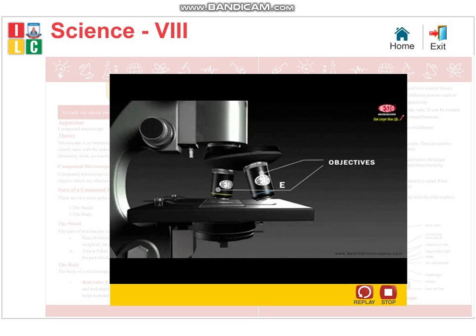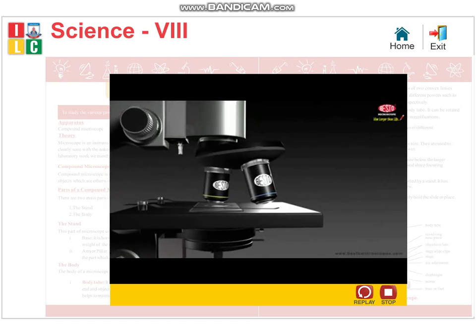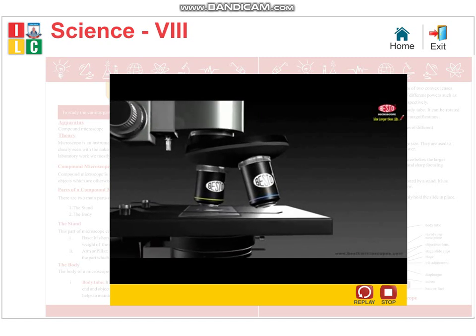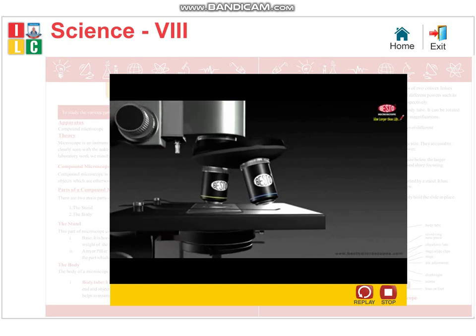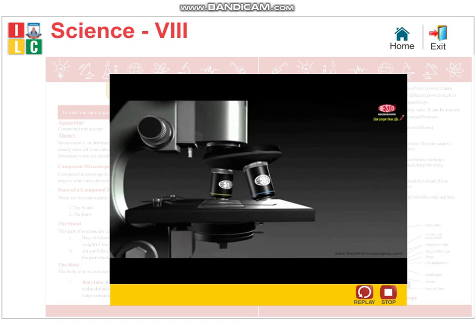E. The objectives are the parts at the bottom of the body tube closest to the sample you are examining. Each objective has a lens and a tube-like holder, the mount. The longer mounts hold the stronger lenses, the high-power lenses. The shorter mounts hold the weaker lenses, the low-power lenses. Like the eyepieces, objectives also come in various powers. A microscope has several objectives, for example, 4x or 5x, 40x or 45x, and 100x. Some microscopes only have 1 or 2 objectives.